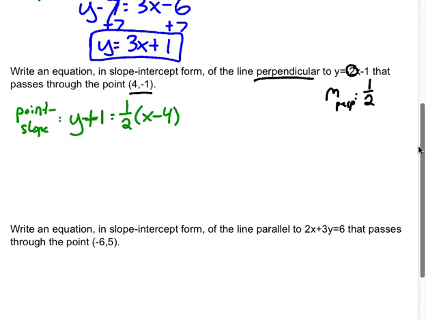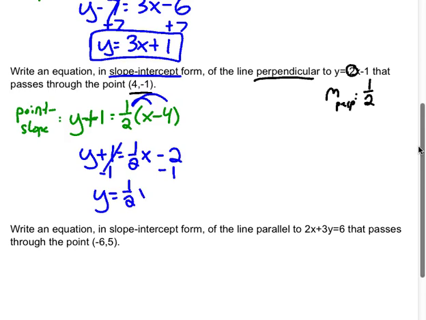And now let's identify the fact that I really am looking for a slope-intercept form though. Right now I have point slope. So I'm going to go through and I'm going to transform this to be in the right format. And remember what that means is I have to get y by itself. So I'm going to distribute the 1/2. 1/2 times negative 4 is going to give me a negative 2. And then subtract off the 1. And there we have it.